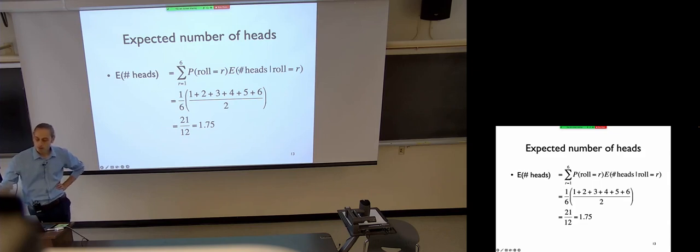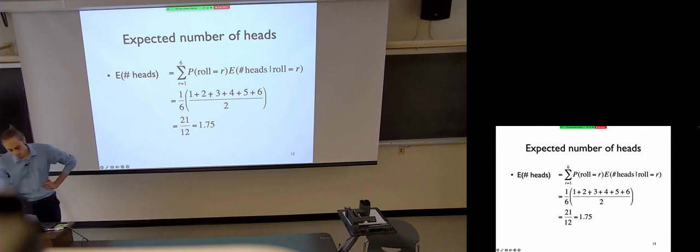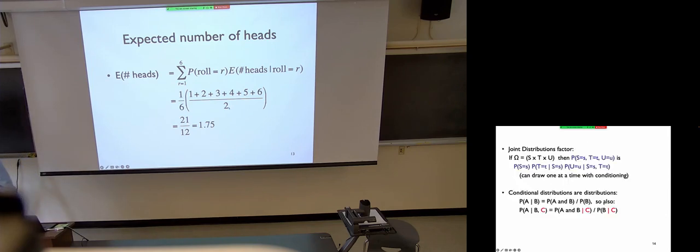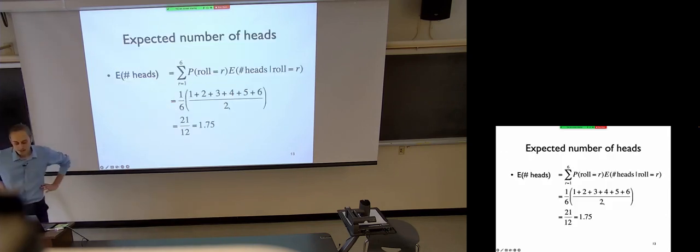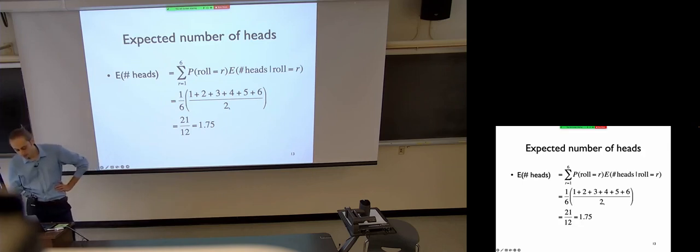And then the expected value. If I roll a 3, then I essentially flip 3 coins. So the expected value of heads will be 3/2, because only 50% of the time they will land in a head. If I roll a 1, the expected value will be 1/2. So it comes down to 1/6 times 1/2, plus 2/2 and so on. So this is 21/12, 1.75. That's the expected number of heads in our coin flipping and die example from earlier.